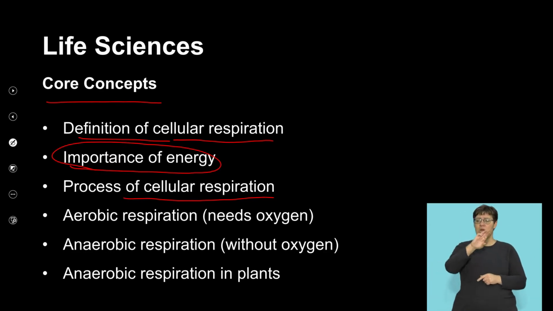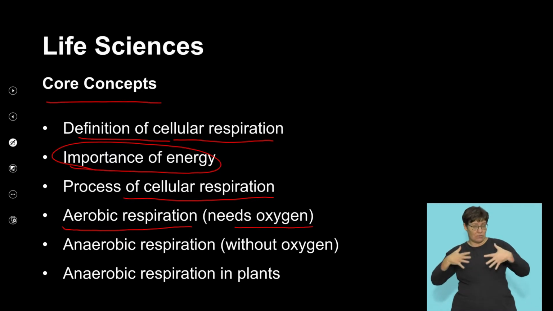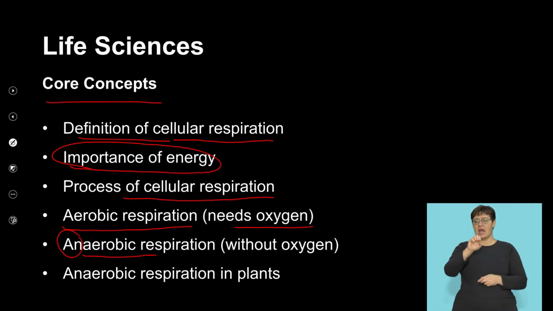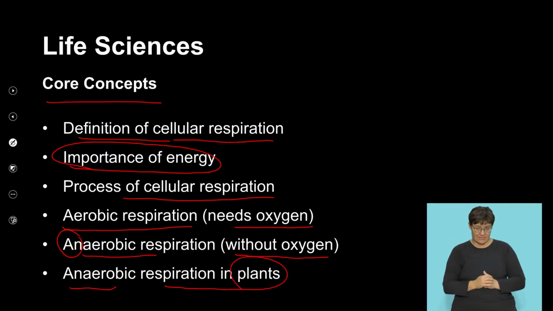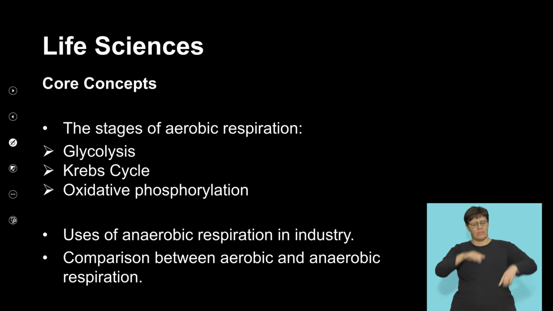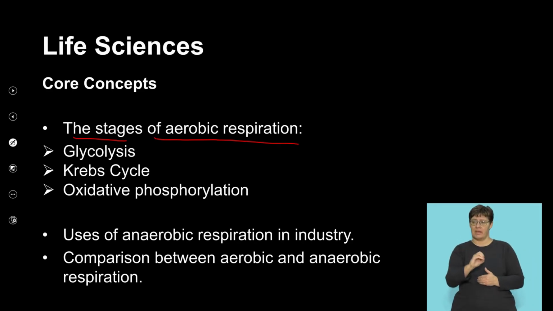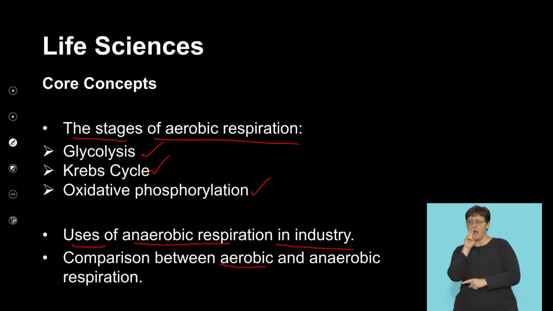where we refer to the process of aerobic respiration, which needs oxygen, and anaerobic respiration, which occurs in the absence of oxygen. We also will make reference to anaerobic respiration in plants. It's important that we recognize that there are different stages of aerobic respiration, which we will discuss in detail, starting with glycolysis, the Krebs cycle, and oxidative phosphorylation. We will also need to look at the uses of anaerobic respiration in industry. And at the end, we will try and compare anaerobic respiration to aerobic respiration.